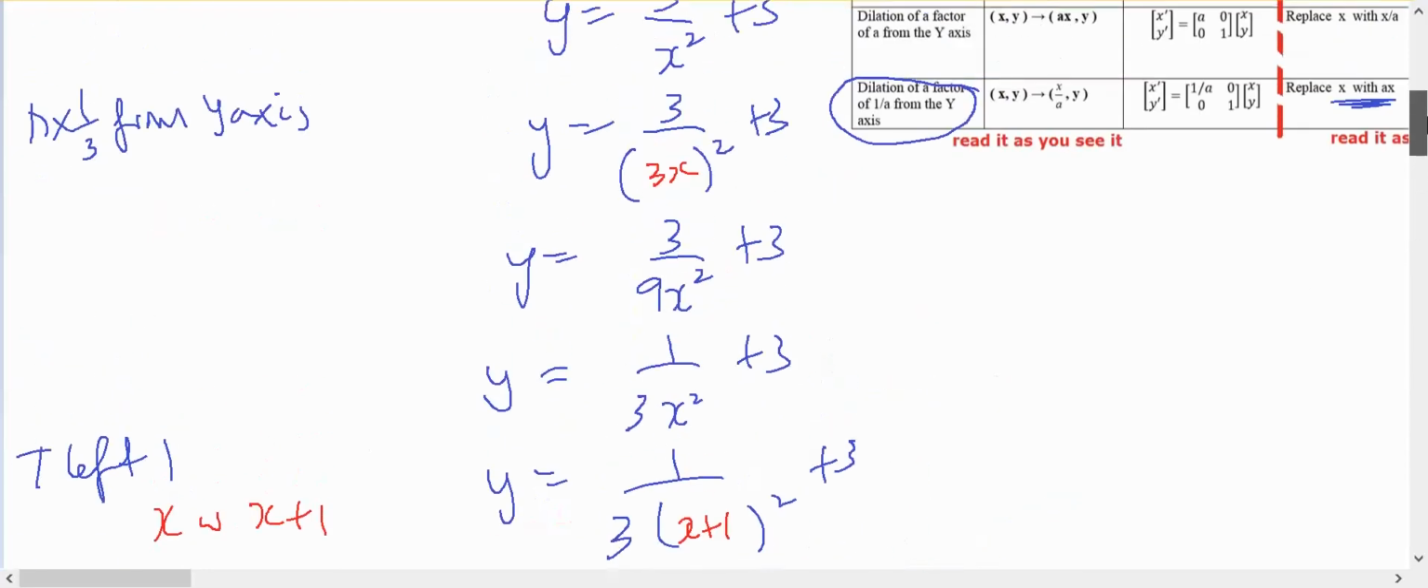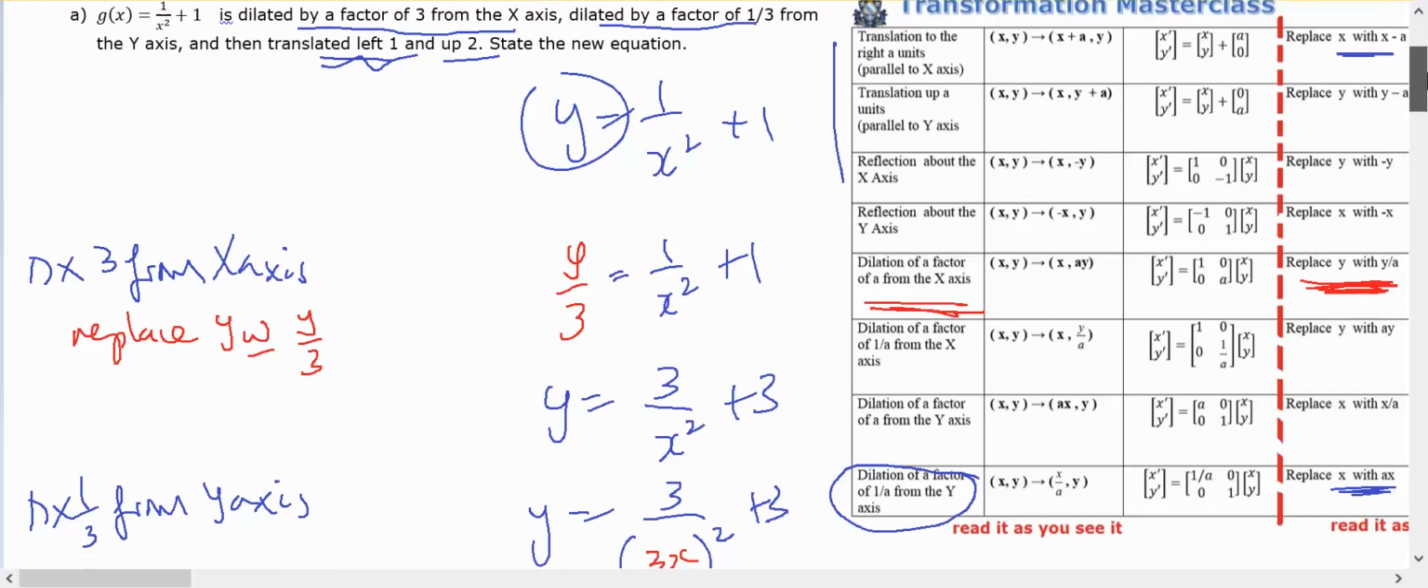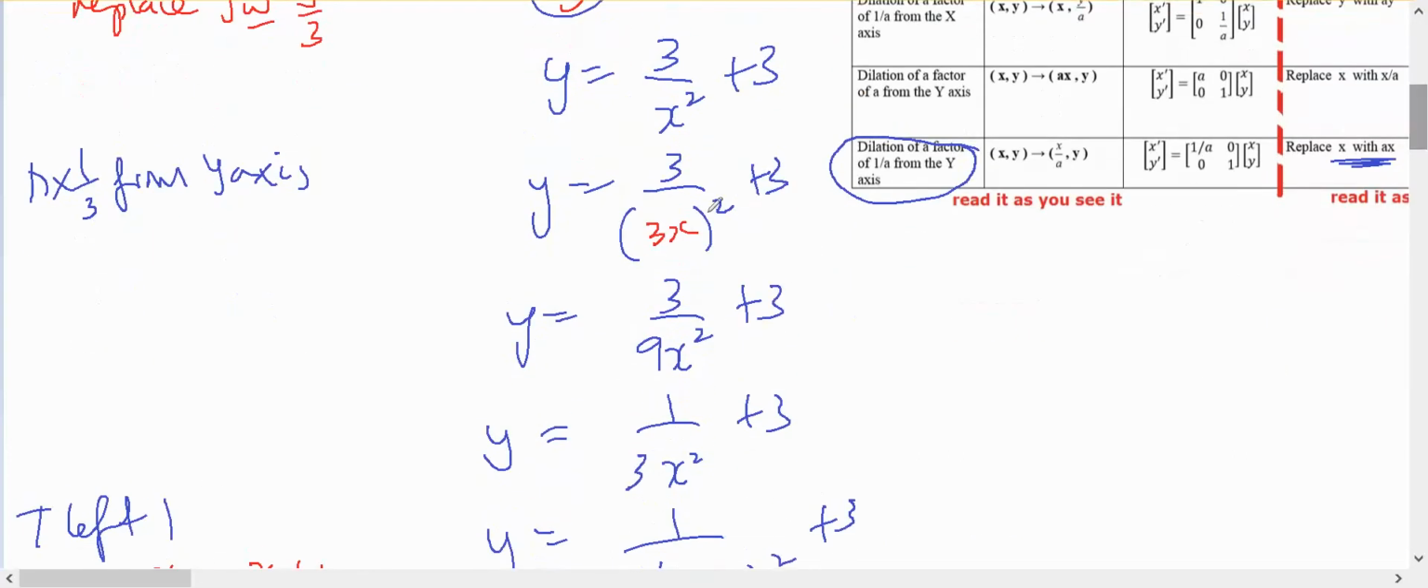Now I do it one by one, and I do the replacement exactly as they are. Wherever y is, I write y divided by 3. Wherever x is, I put 3 plus x. It goes inside the bracket.